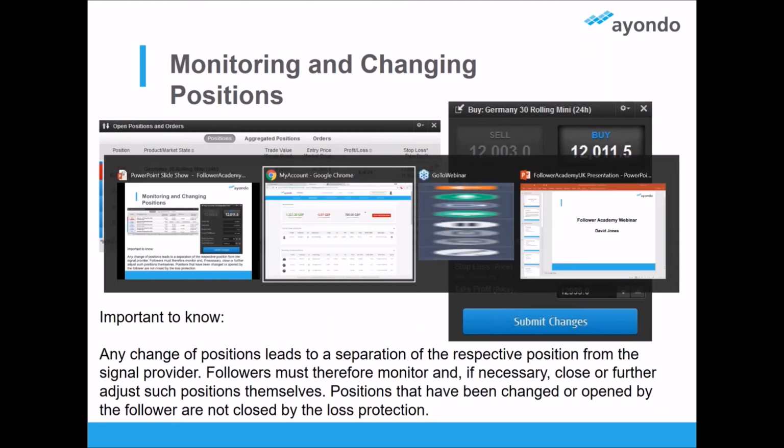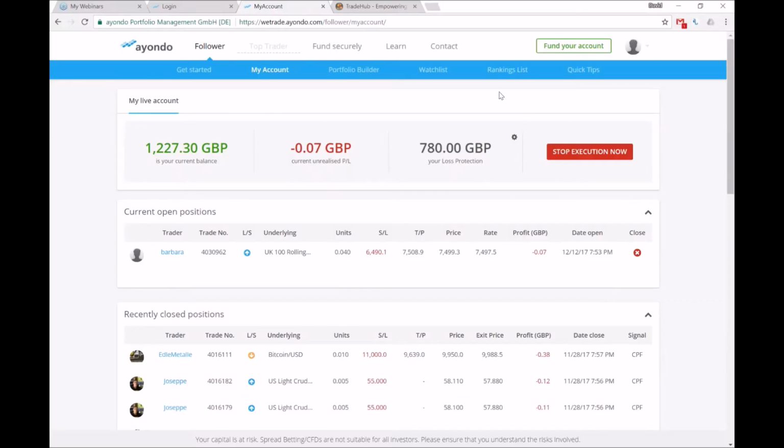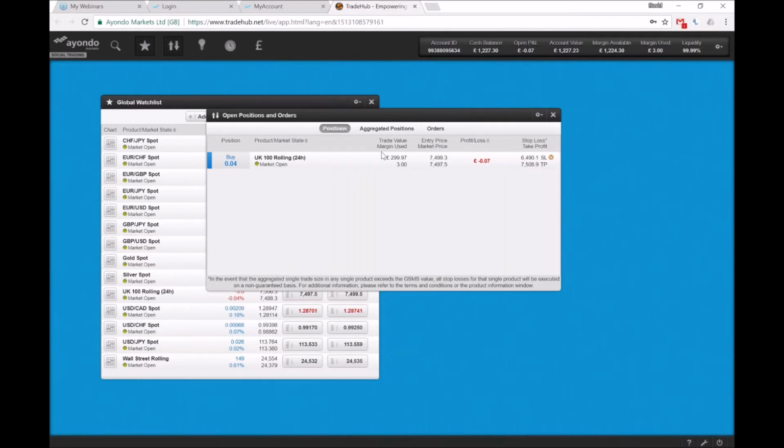You can monitor and change positions, but just one word of warning about that. If I went in and changed this position on the FTSE, let's say I think the stop loss should be at 7,300, and I edit the position, that's now my trade. So if Barbara closes that trade out, it won't be closed out on my account.